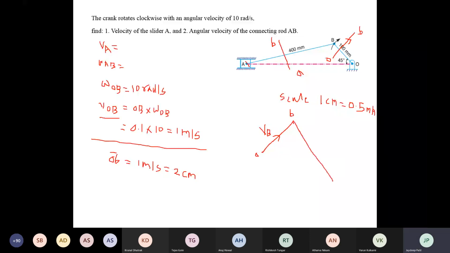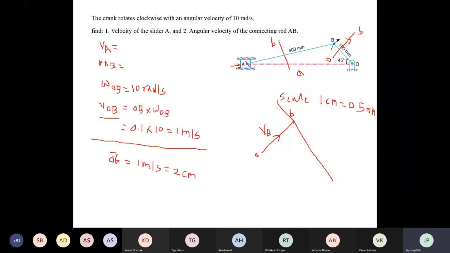You have to extend it on both sides because we don't know the location of A. Now, the next link is your slider A. We know the motion of the slider A. The motion of the slider A is horizontal, and it is with respect to a fixed point, because your slider moves within a fixed guide, which is nothing but the fixed link.